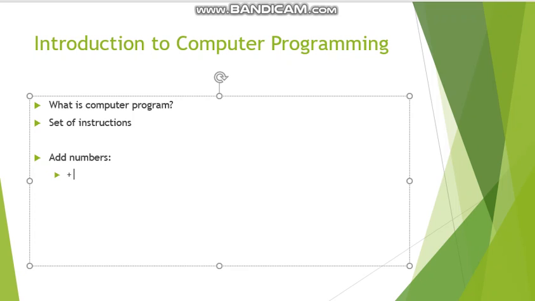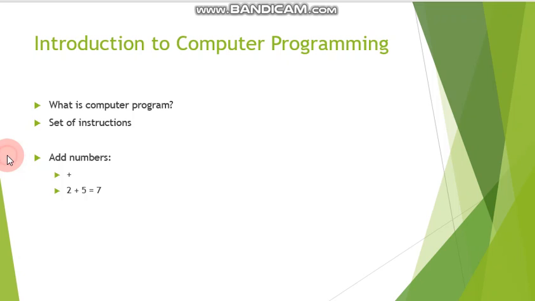But I have two numbers, like 2 plus 5. I'll get the answer, that's what I know. You know that these are numbers, the plus sign is used for addition and the equal sign is used for equality. This is what we know. The computer does not know this thing. It does not know what is 2, what is 5, what is 7, what is plus, what is equal to. It does not know anything.